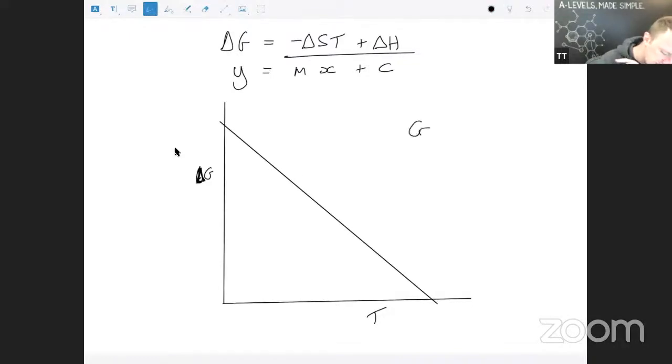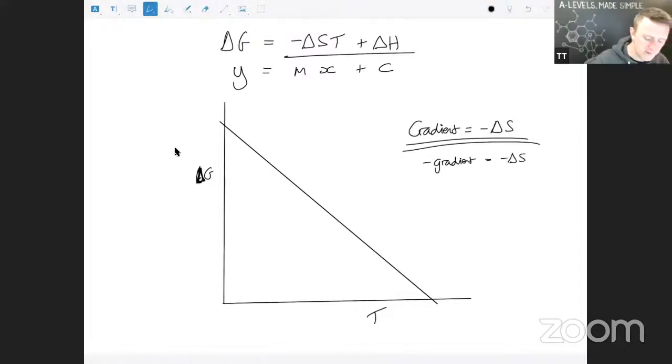So the gradient equals minus delta S. When you're given a graph, the gradient equals your minus delta S, so you're going to have a negative gradient, which equals your minus delta S. Having this negative gradient, what does that tell you about the entropy change for the reaction? Is it positive or negative?